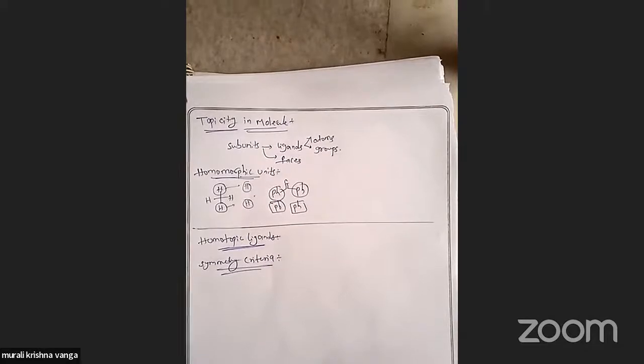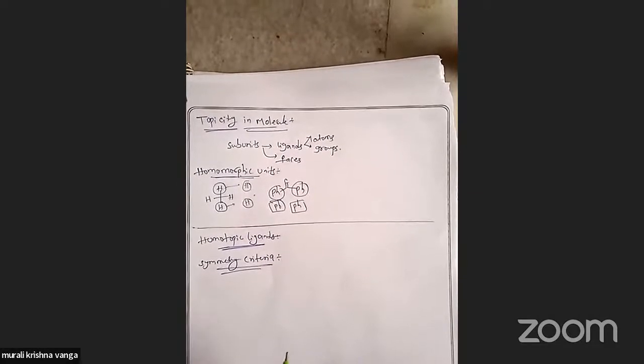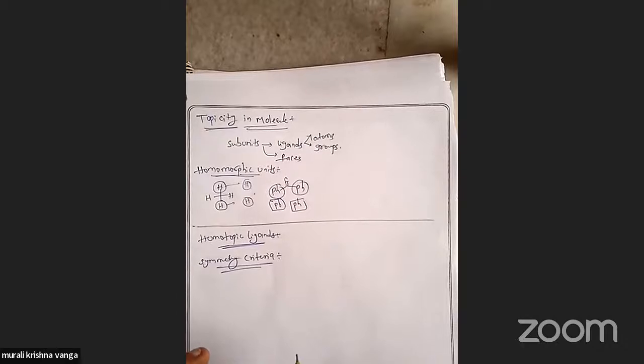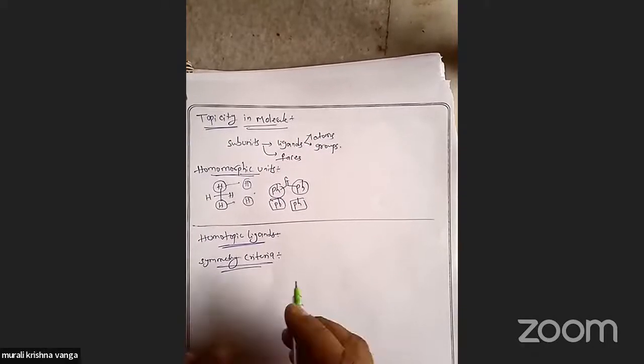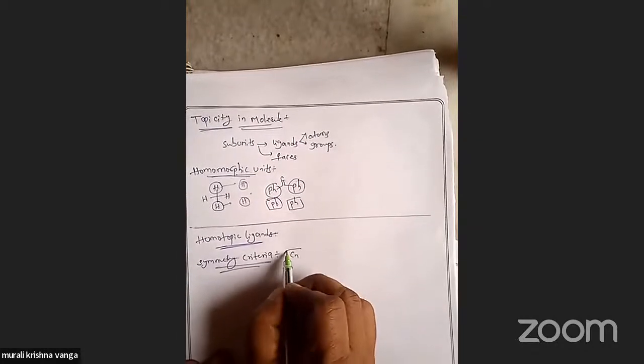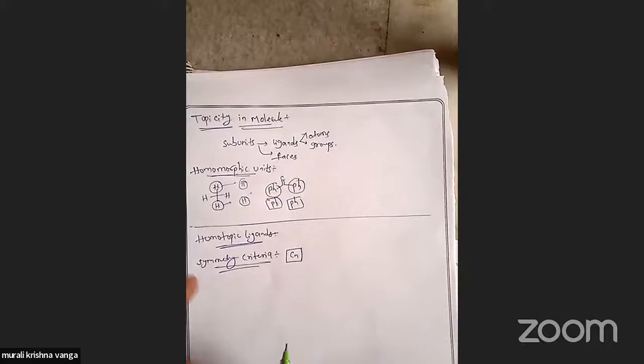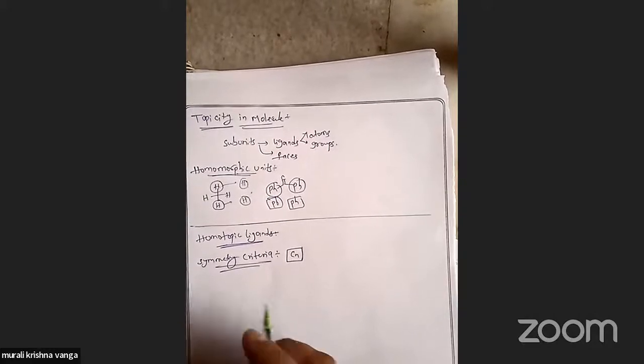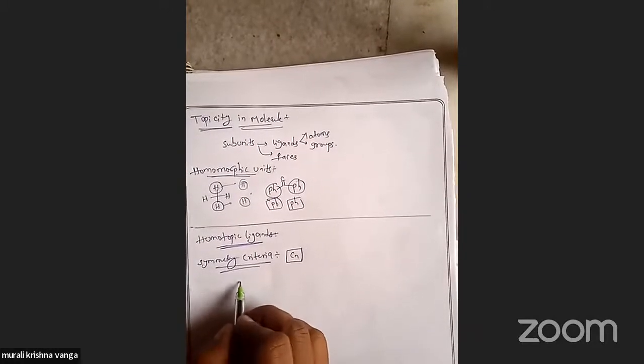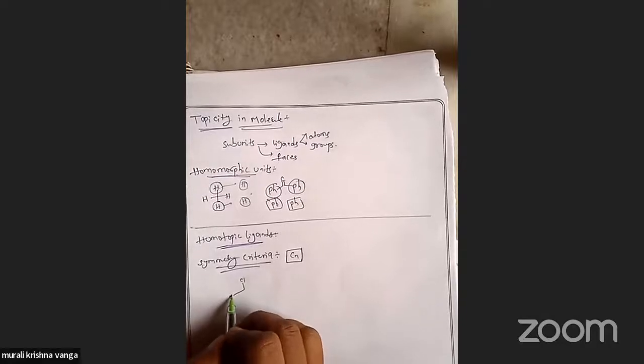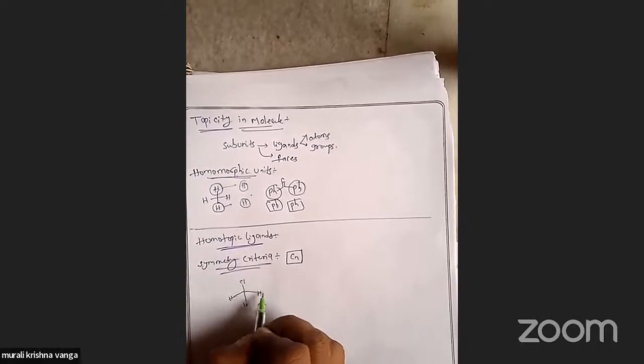If the selected subunits of the molecule, that means homomorphic units, are interchangeable with Cn symmetry, then those subunits come under homotopic ligands. I am taking one example: hydrogen, hydrogen, hydrogen.